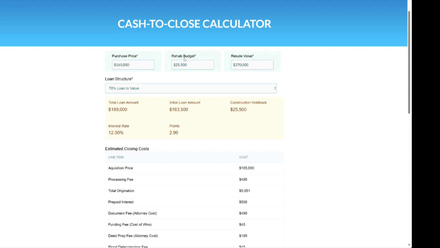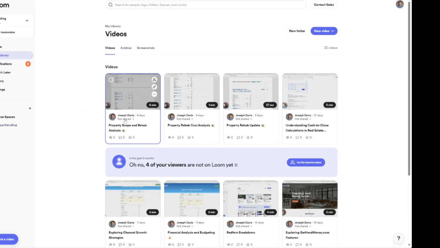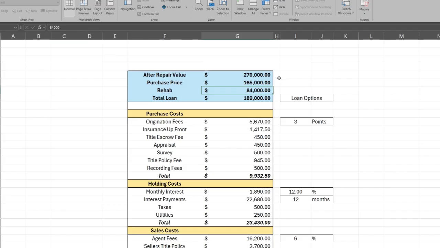Okay, so I'm just going to evaluate that using this calculator here, and I'm going to plug these numbers in. So I've put in $270,000 for the ARV, $165 for the purchase. Let's move this down to $25,500. And then my total loan, this is where you need a little bit of manual input. You're going to have to put 70% or 75% or whatever your total loan is going to be.